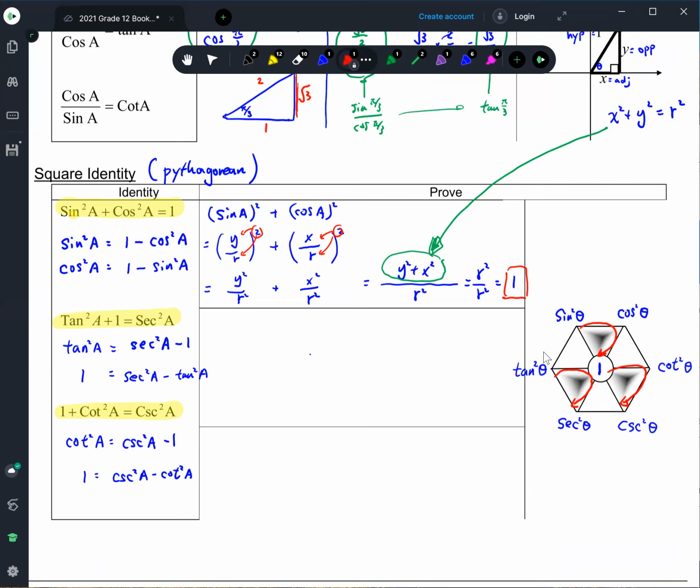Usually I just imagine the picture in my head, and then I can remember all three. So you can try, close your eyes, see if you can see the hexagon. Remember the location. Where is sine, where is cosine, where do you put the tangent? You have 1 in the middle. Try to picture that in your head. And on their opposite side, you will have cosecant, secant, and cotangent. Once you get the locations correct, then the identity is there.